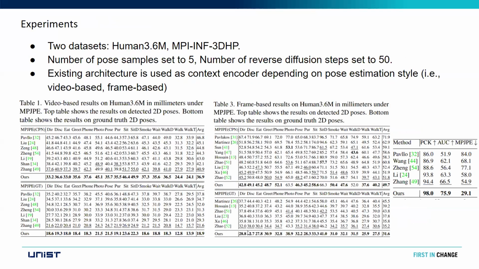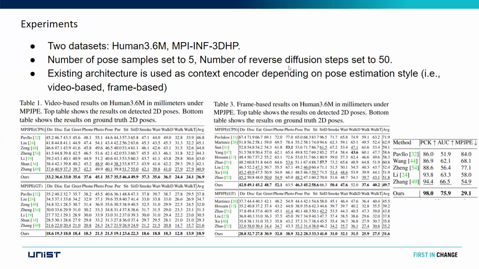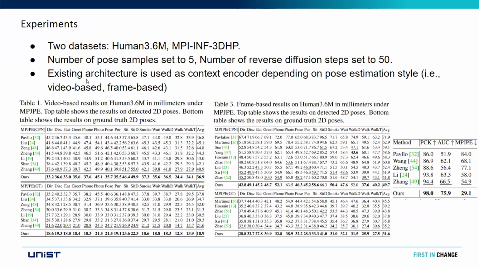So they did experiments on two datasets, Human3.6M and MPI-INF-3DHP. The number of pose samples is set to 5. So this number of pose samples is this N I was talking about. And the number of reverse diffusion steps is set to 50. So this K, this big K, is 50. And they use an existing architecture as a context encoder depending on the pose estimation setting. If it is video based, we take the context from a 2D pose sequence, or frame based, where we get it from just one image.